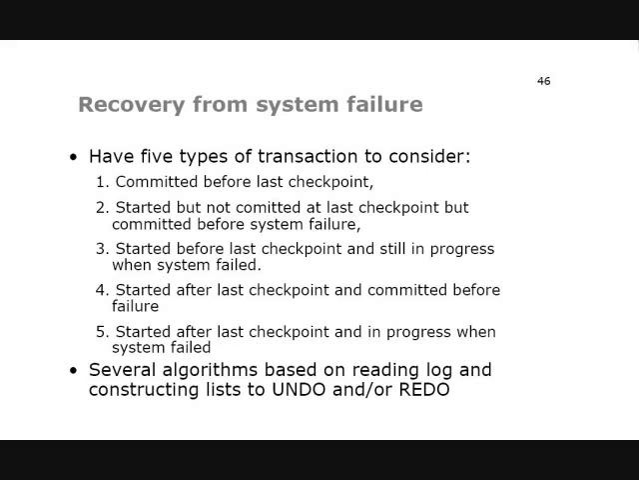Then I have those that started before the last checkpoint and were still in progress when the system failed. And then I have those that started after the last checkpoint and committed before the failure. And finally, those that started after the last checkpoint and are in progress when the system failed. I have to decide for each of those whether they need to be undone or redone. Okay? So the way to do that is as follows.